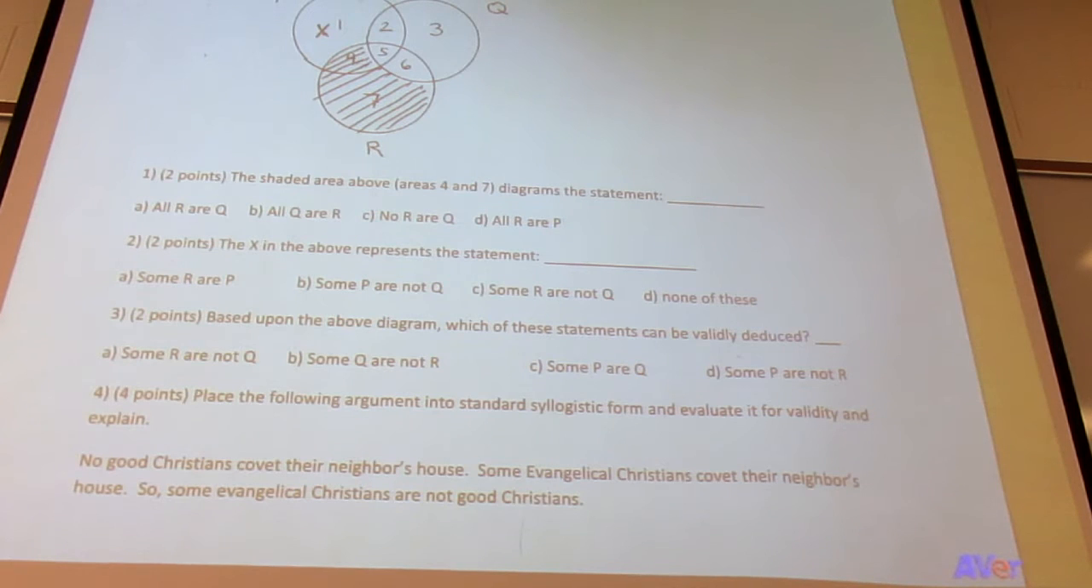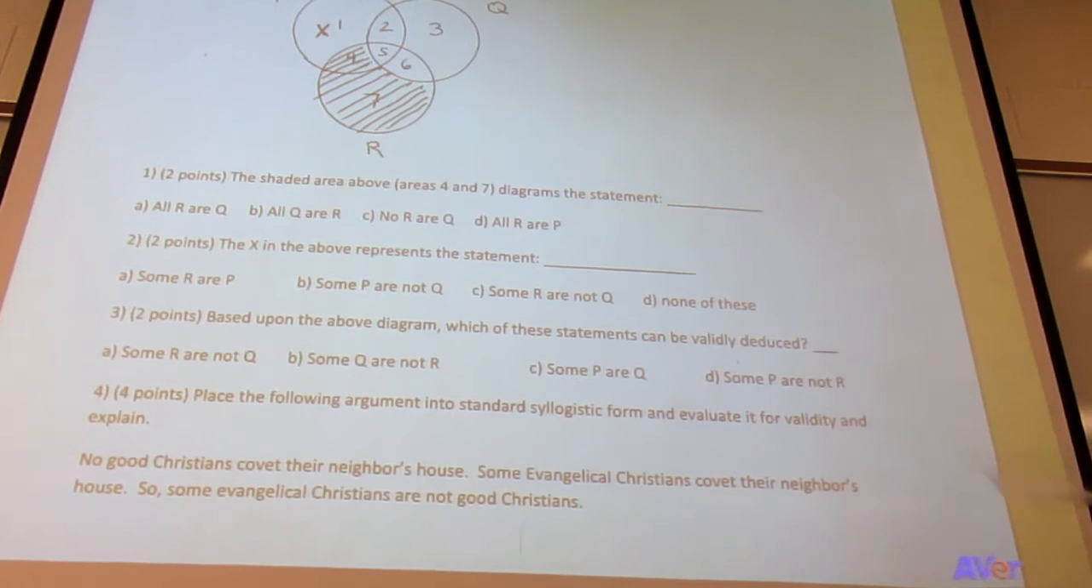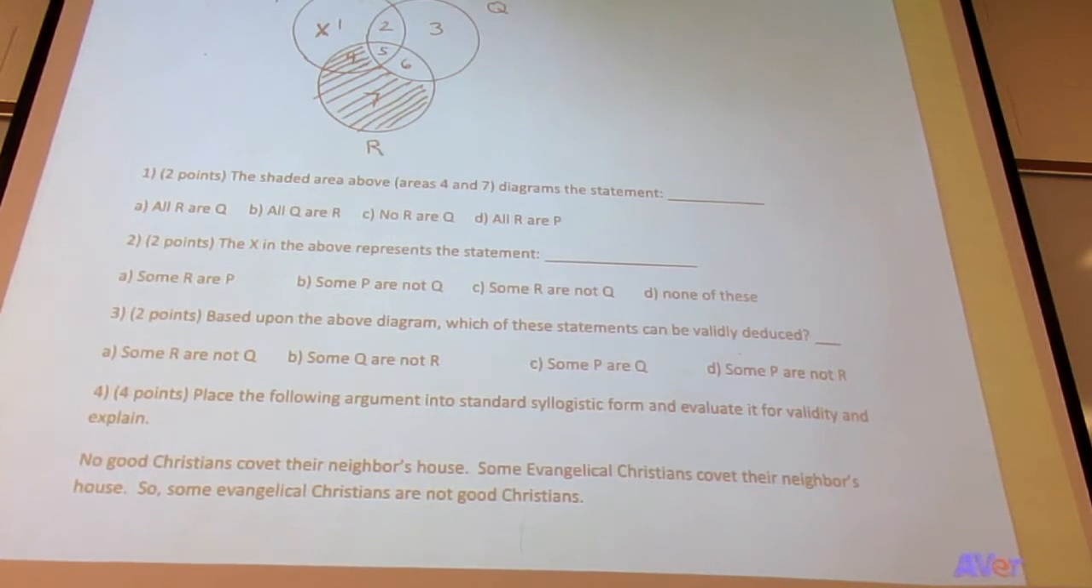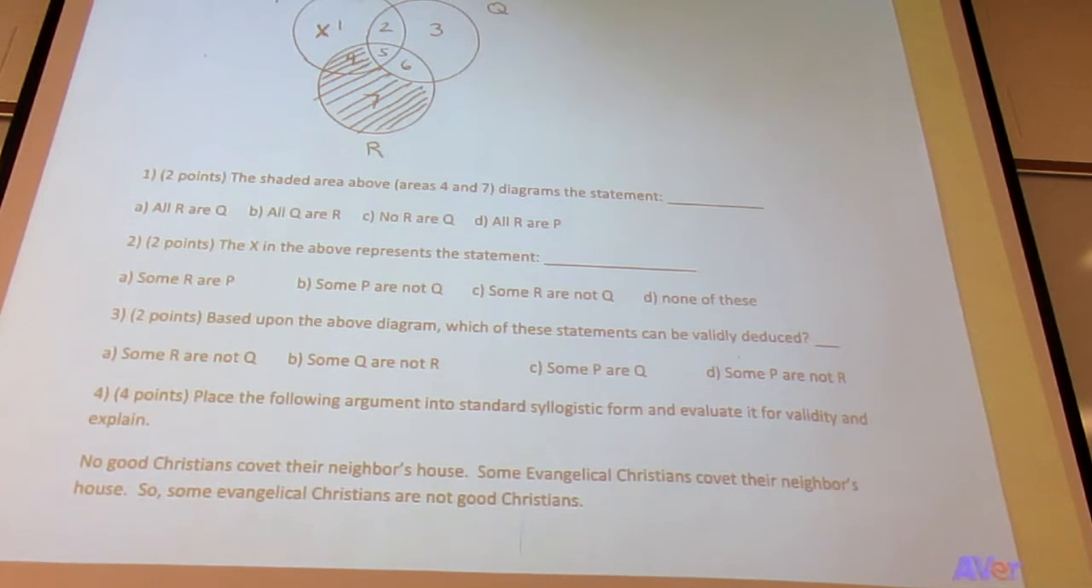Can it be some P are Q? Where would an X be for some P are Q? 2 or 5 is some P are Q. So it would have to be in one of those, and it's not. By process of elimination, it is some P are not R. The X in 1 is a P, and it's not R.